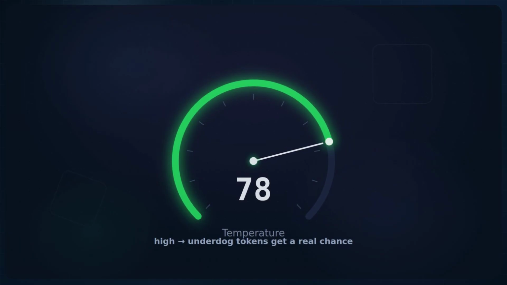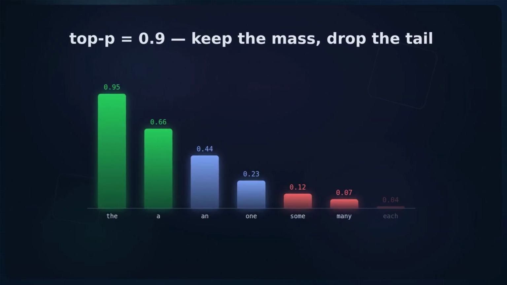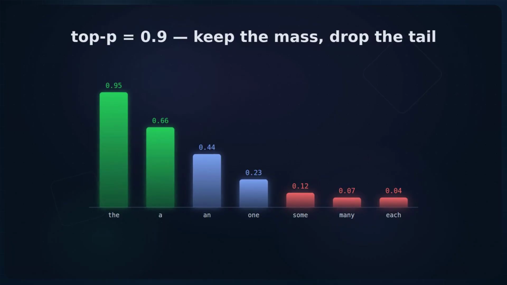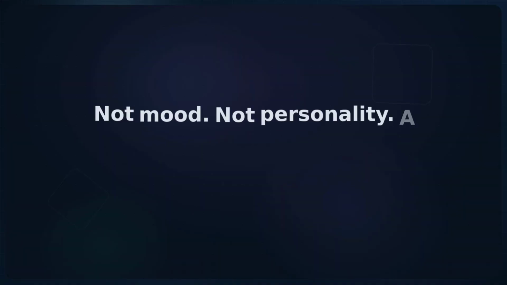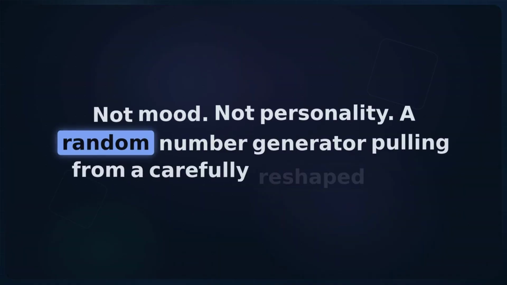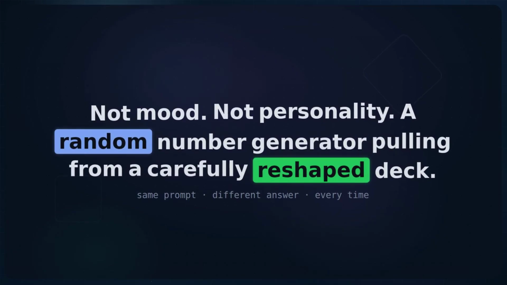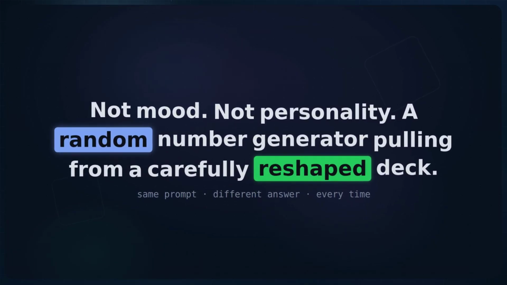The second dial is top P. Before the roll even happens, top P cuts the long tail. Out of 200,000 possible tokens, it keeps only the few dozen that together account for most of the probability. Everything else, gone. That's the whole mystery: why the same question gets a different answer every time. It's not mood, it's not personality, it's a random number generator pulling from a carefully reshaped deck.